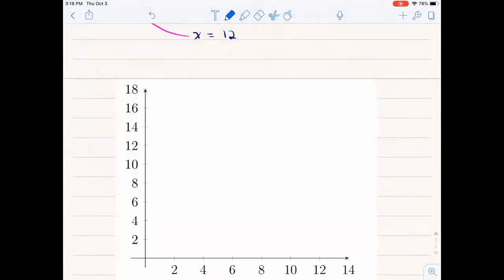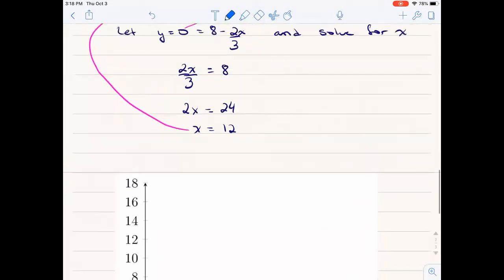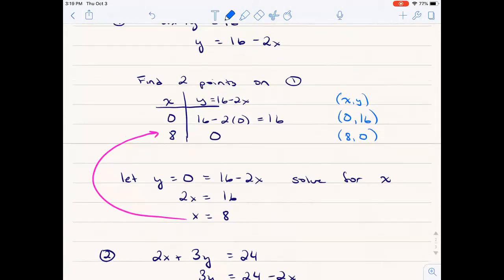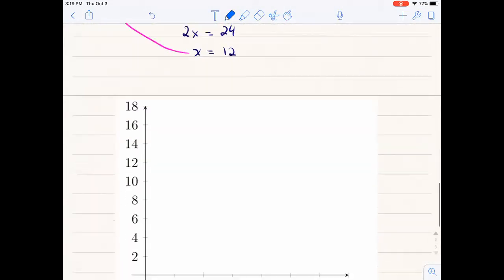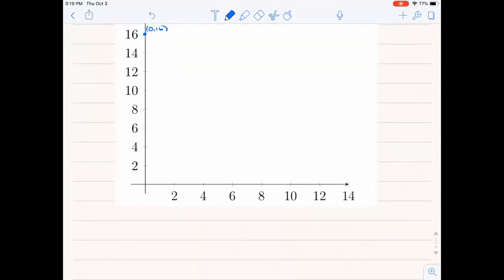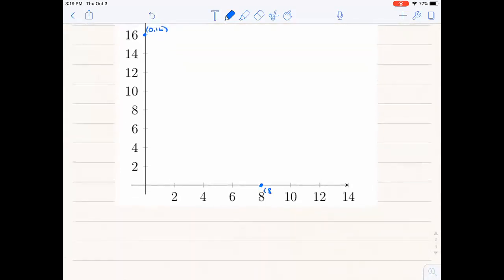Okay. So I did color code these points, right? Line 1 had points at 0, 16, and 8, 0. So I'm going to put those on here. 0, 16 is up there. And then 8, 0 is down there. If I connect these points, remember you can just take any straight edge, connect the points, extend the line, right? And then you've drawn that line.